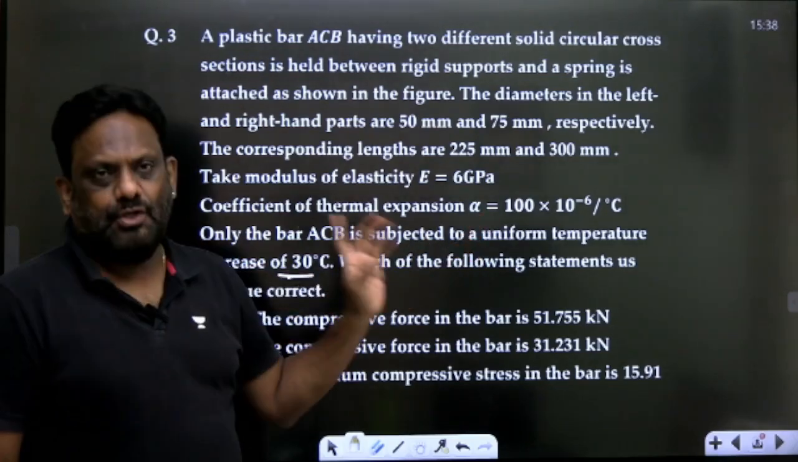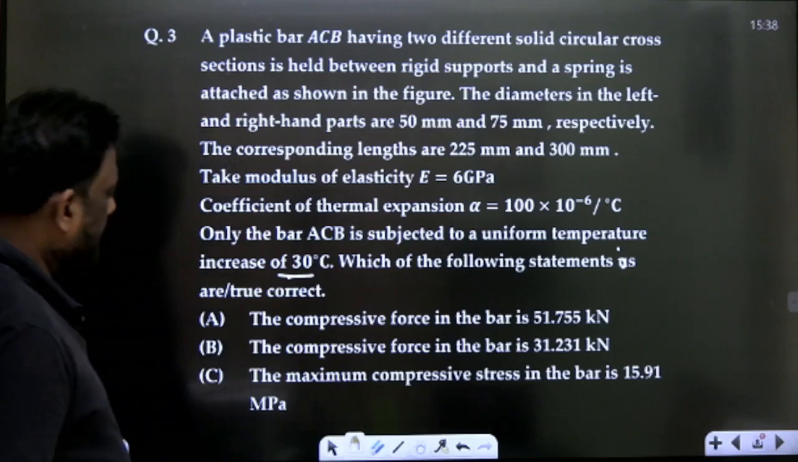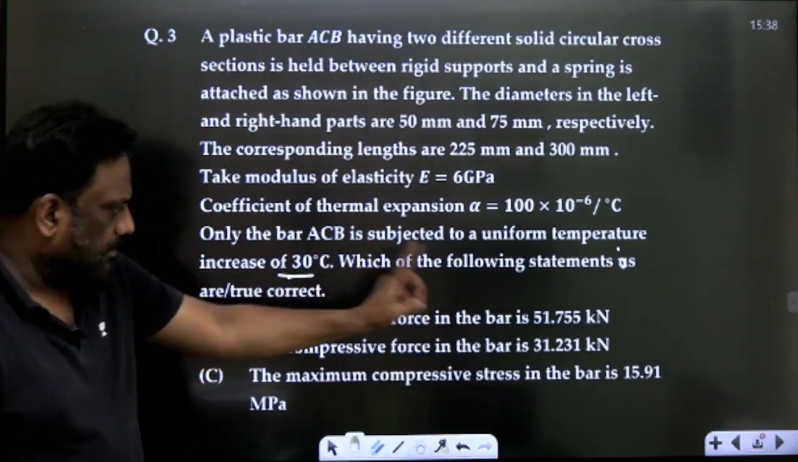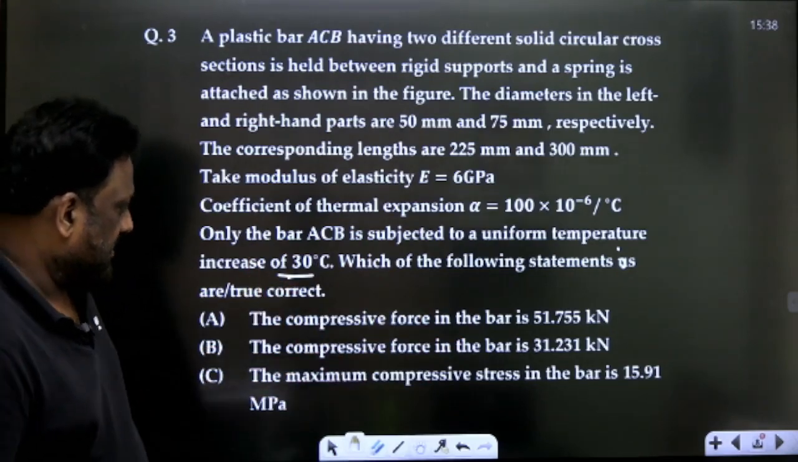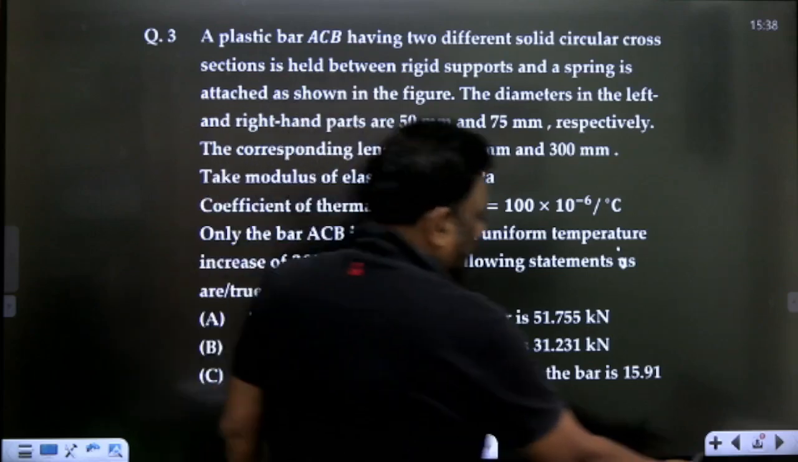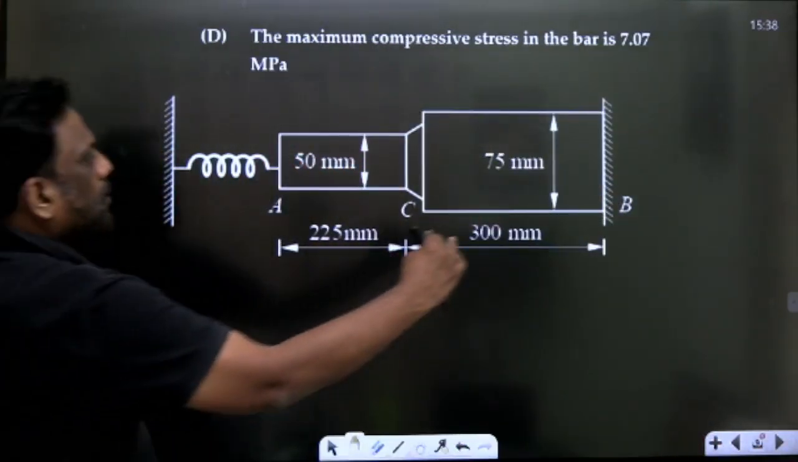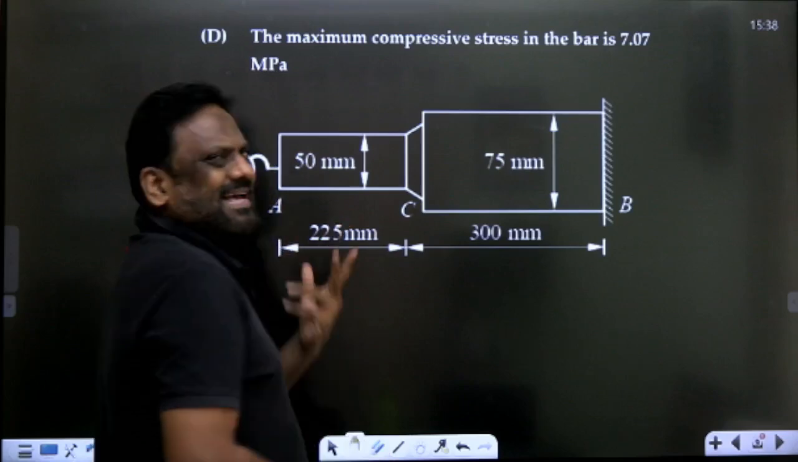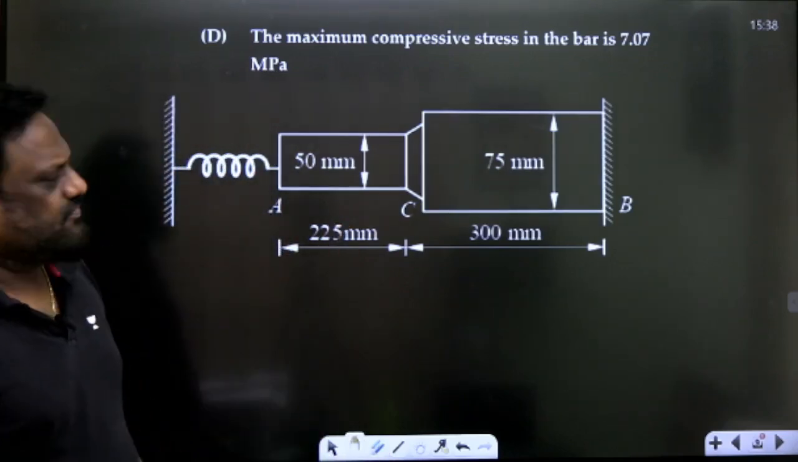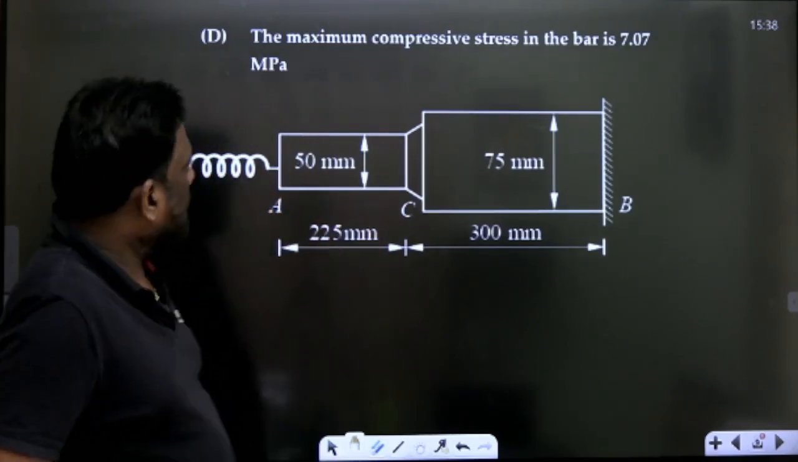Which of the following statements is or are correct? The compressive force in the bar, the maximum compressive stress in the bar, the minimum compressive stress. So you have to calculate the total load. What is the load acting on this, and then the maximum compressive stress? The maximum compressive stress will be in this because the area is less. Minimum will be in this. He is asking all. Let's see.